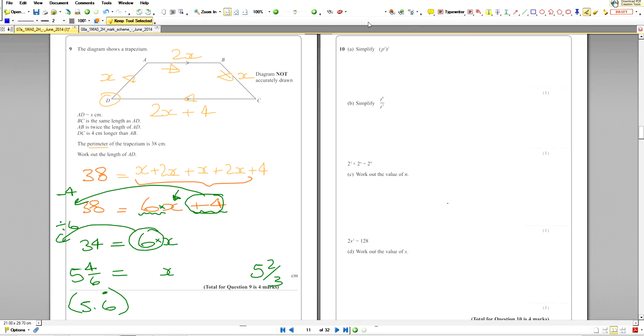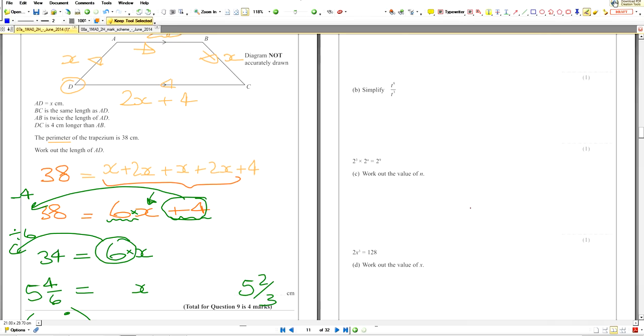Let's make the page a bit bigger. Whoa. Okay, now big is good. I like big.